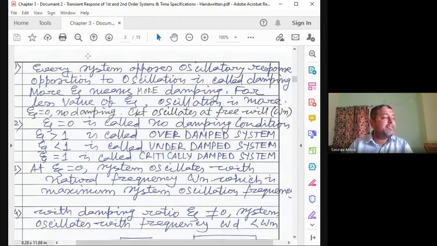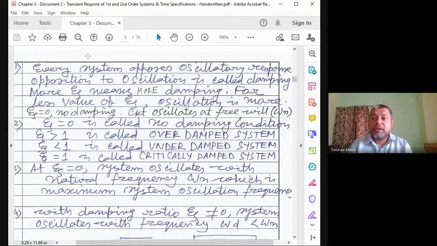So if I want a higher stability system, what you have to say is, in an RLC system, increase the value of R, increase the value of C. In that case, the value of zeta will be more. In that case, the stability of the system will be more. What is meant by stability?